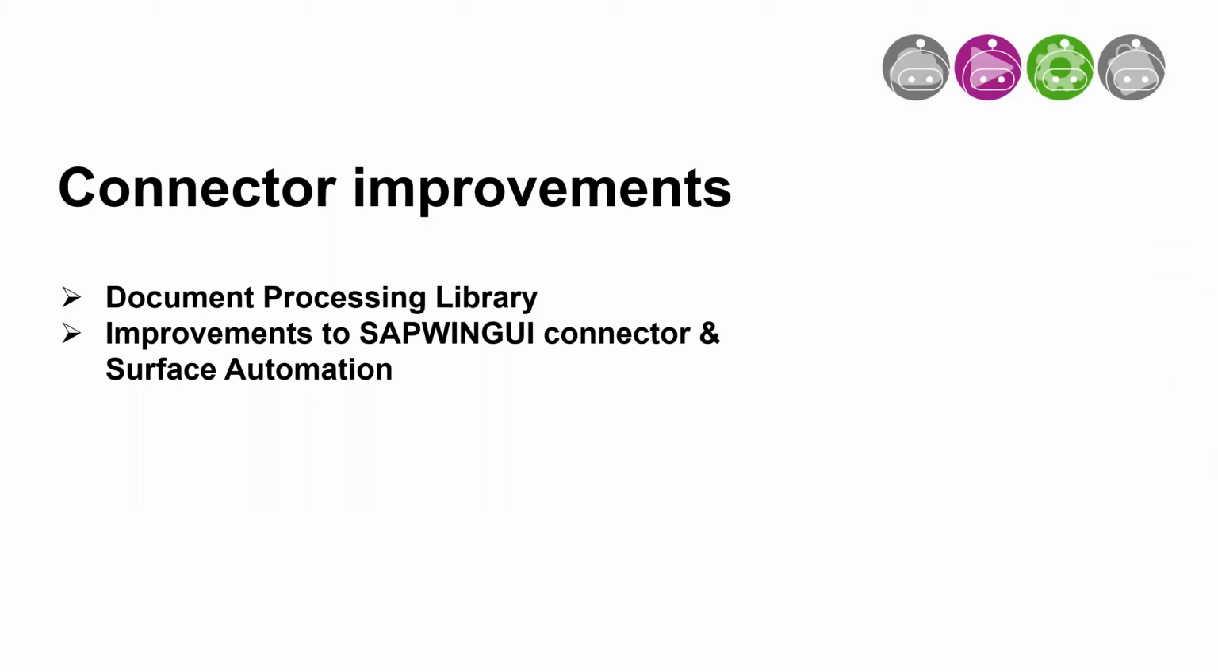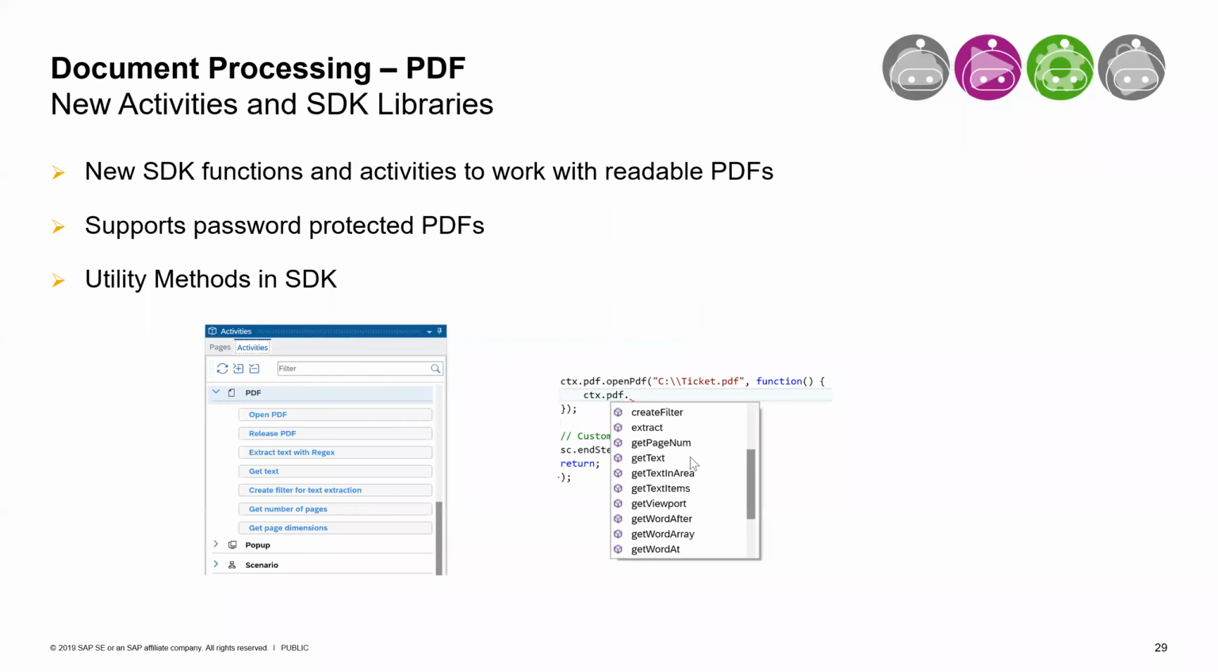Now coming to the on-prem components, especially the connectors. During the 2004 timeline, we made improvements. The major improvements to the connectors are a document processing library, so we have added a new library to manage readable PDFs. There are also improvements to SAP WinGUI automations. A few additional activities have been added, and some robustness has been added to the surface automation.